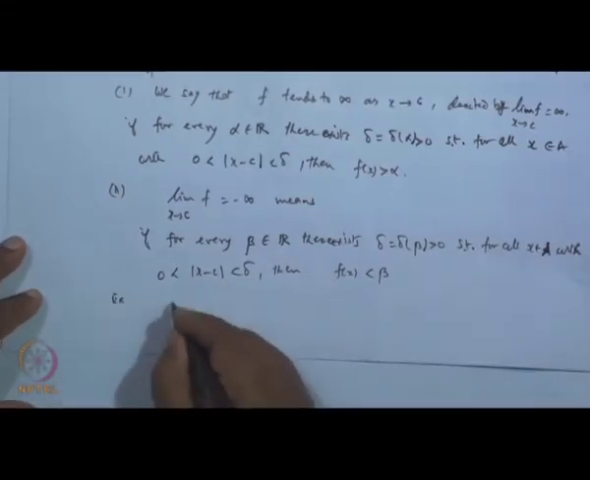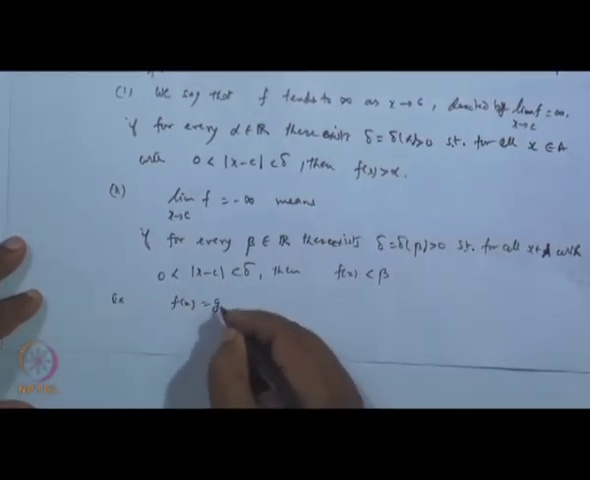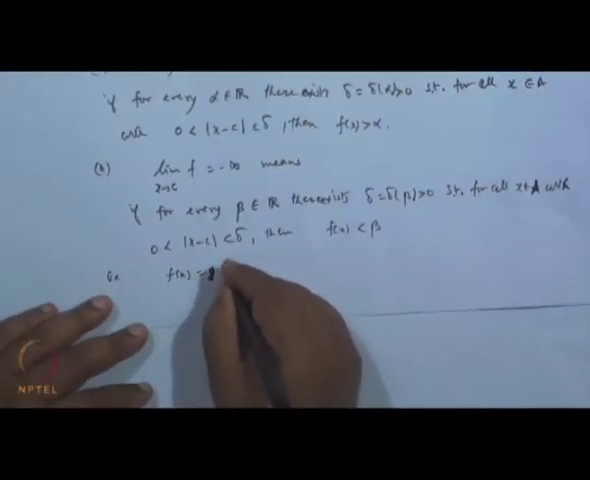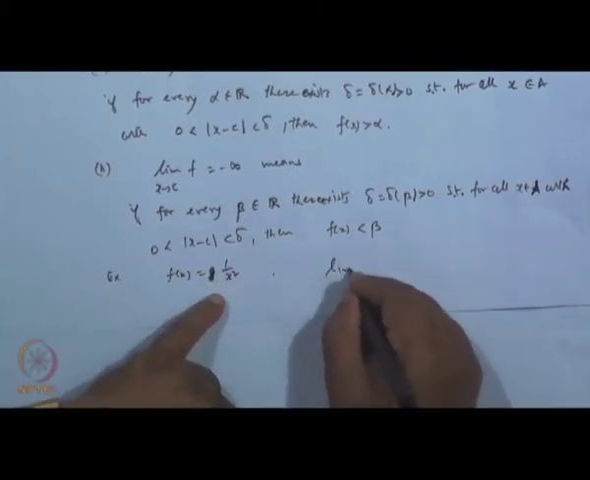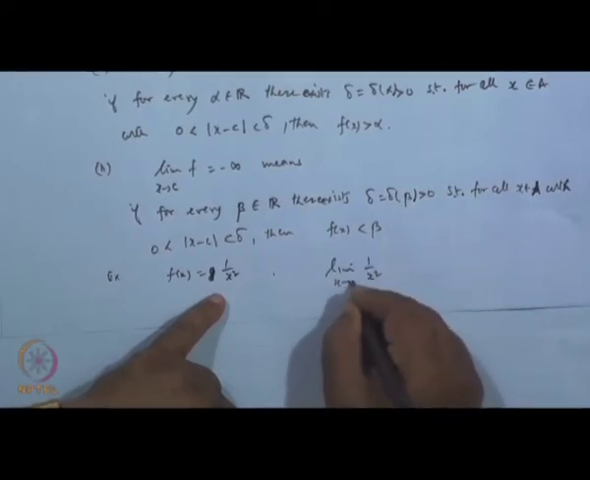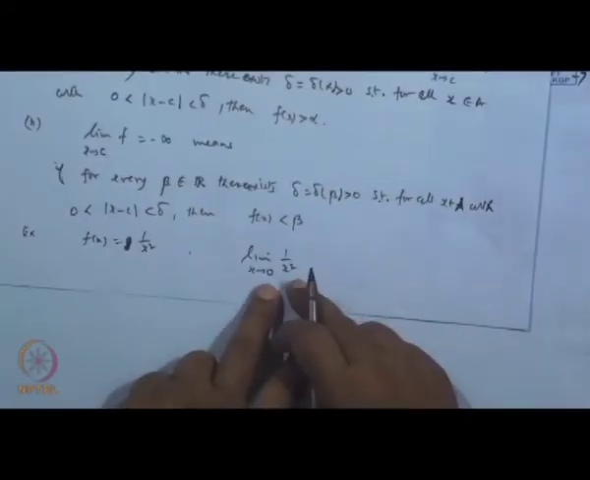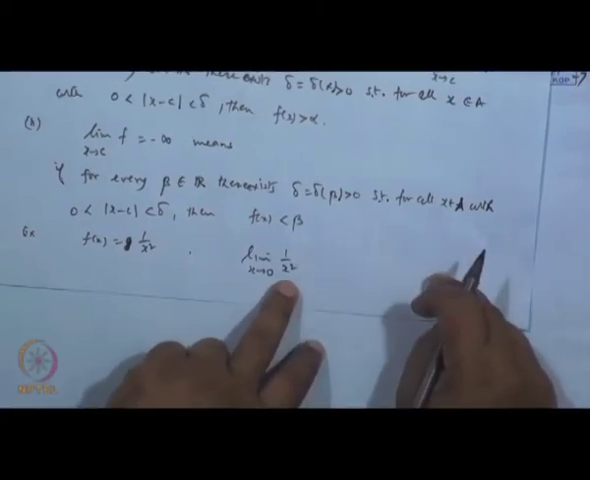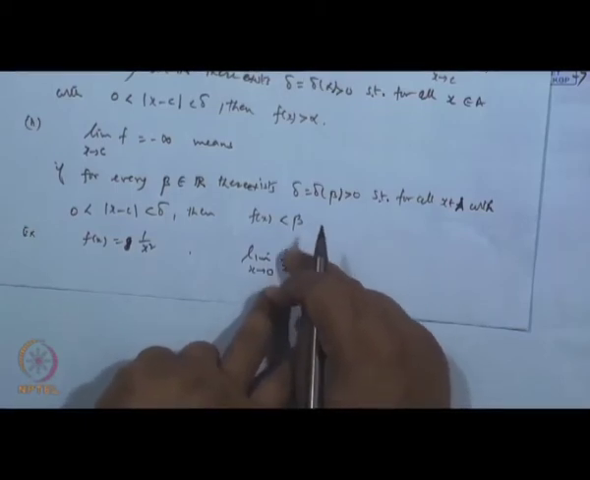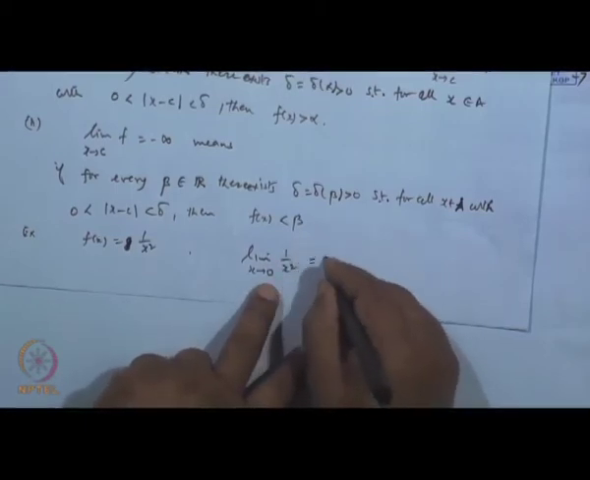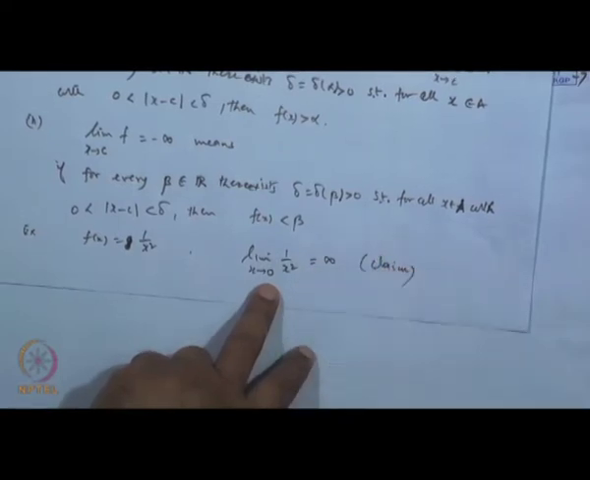Now, let us see an example. For example, the function f x, say 1 by x square. Now, look at the limit of this function 1 by x square when x tends to 0. What happens when x tends to 0, either from the right hand side or from the left hand side? 1 by x square will go to infinity. So we claim this limit is infinite. This is our claim. To justify it, we write like this.